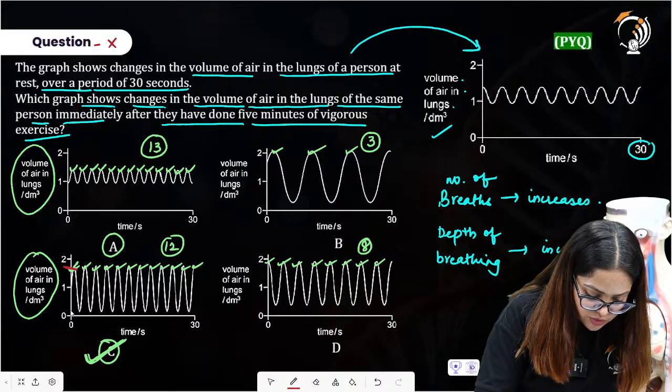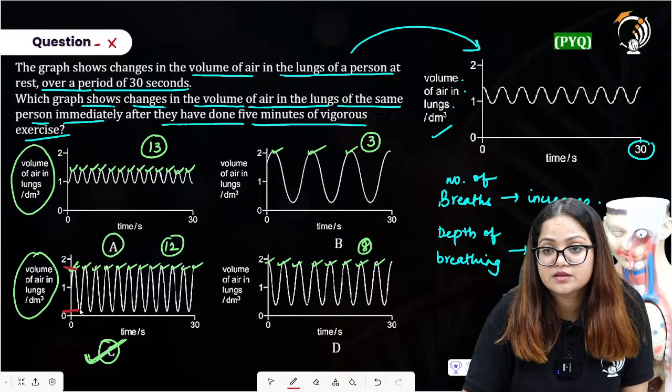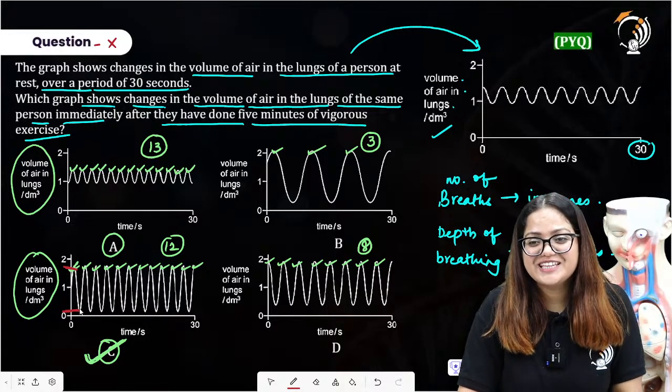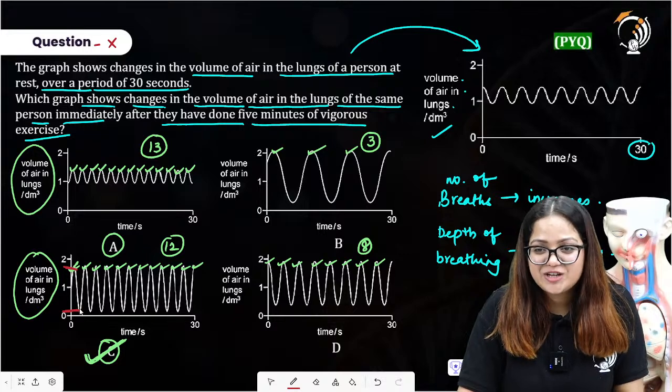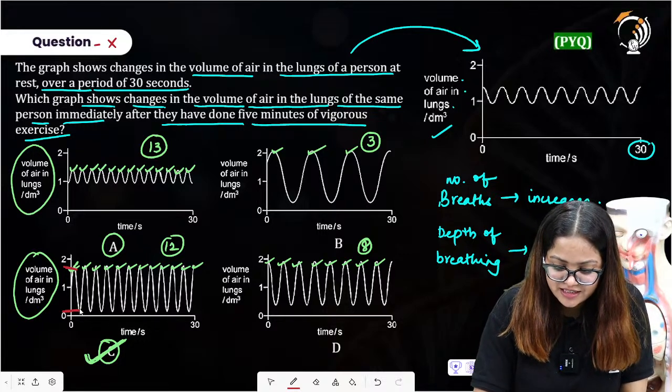A large volume of air has been exchanged in graph C. So you have marked A, then C, then B. Try to apply the concepts. No B, why? It can't be B.